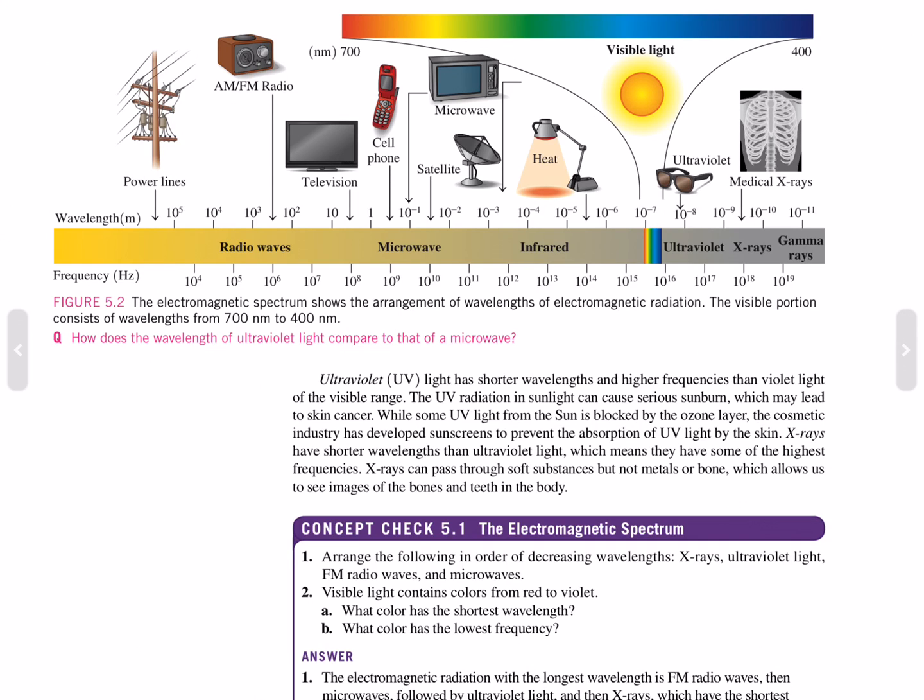X-rays have shorter wavelengths than ultraviolet light, which means they have some of the highest frequencies. X-rays can pass through soft substances, but not metal or bone, which allows us to see images of the bones and teeth in the body.